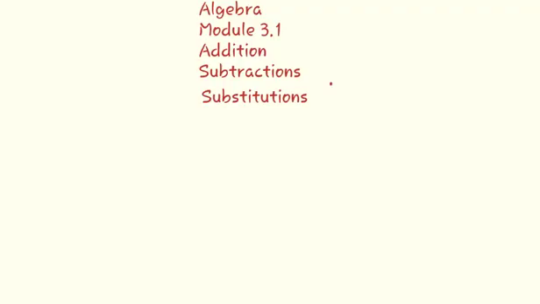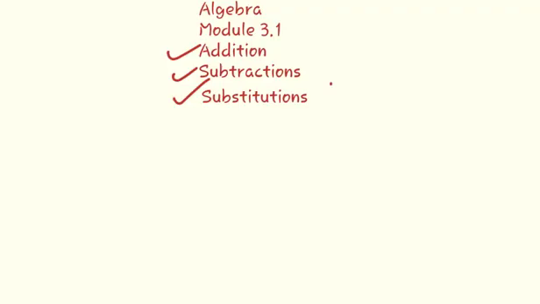Now you don't need to know the entire book, only certain chapters or certain topics. So we'll start off with the ones that you do need to know. We have to do additions, subtractions and substitutions, and then module 3.2 will be other things.